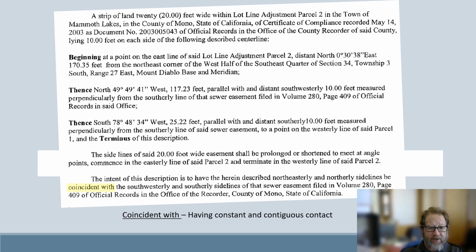Now, it's also telling us here that this legal description is meant to be coincident with another easement. That means it's supposed to be right next to it. It's having constant and contiguous contact. So in this case, really what happened is they had an original sewer easement, but it wasn't wide enough. So they needed to widen it by another 20 feet. So they created this additional easement, which is coincident with the first easement.